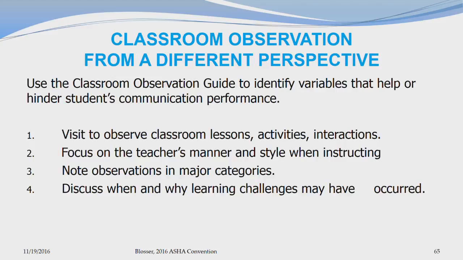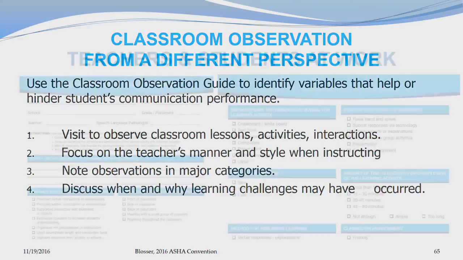So focus on the manner and style of the teacher. Again, fast talking, slow listener. Don't go together. Visual distraction doesn't go together. So knowing the characteristics, match it up with what you see. See what you see in the classroom and build your modifications on that rather than typical modifications that we recommend over and over again. Note the observations in major categories and then discuss why is he experiencing a breakdown or why can't you understand what he says during that learning situation.